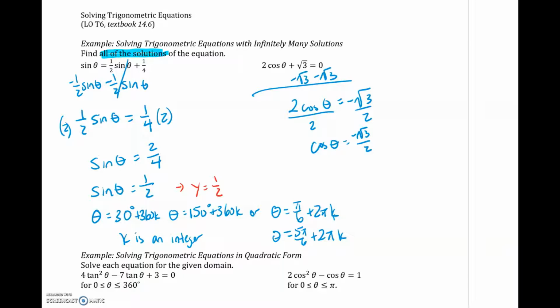Cosine, remember, is the x. So we want to see, is there a point on the unit circle where x is negative square root 3 over 2? And yes, there is, because remember, our 30, 60, 90 triangle dealt with that square root 3. So when we're looking at cosine 30, cosine 60, we will see that square root 3. Okay, whereas cosine's negative in the second and third quadrant on that left side because we're going to the left, so it's negative.